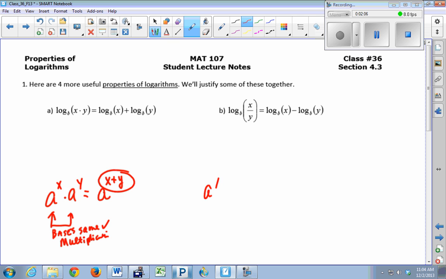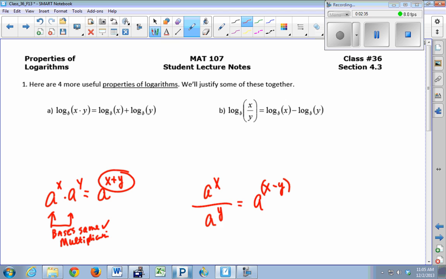What about if we have a to the x divided by a to the y? What do we do now? You do x minus y. You keep your base the same and you subtract your exponents. So if you take a look at these first two properties, hopefully you can see a relationship. Here I'm multiplying exponential form, I add my exponents. Here I'm dividing two exponential forms and I subtract my exponents.